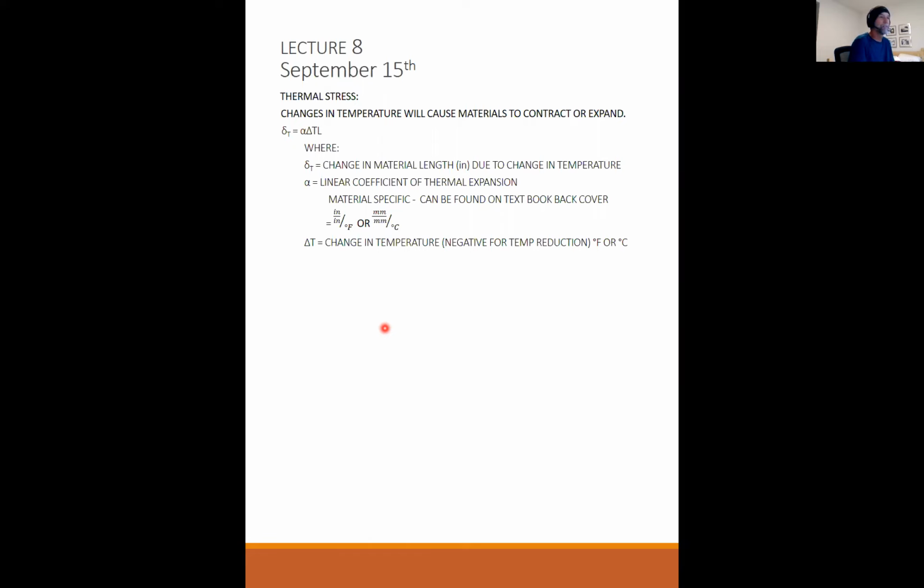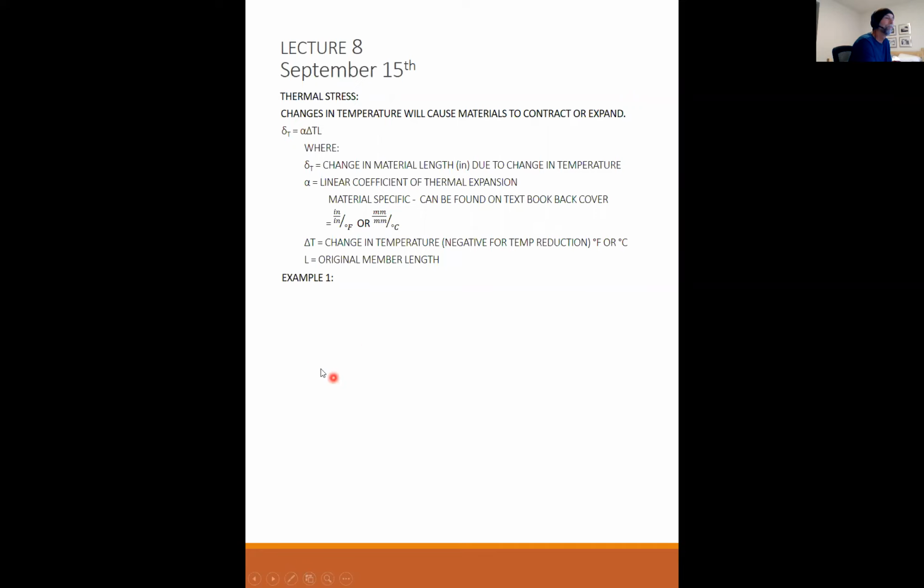And of course, delta T is measured in degrees Fahrenheit or degrees Celsius, depending on which system you're working in. But you have to make sure you have the right coefficient. Alpha has to match your degrees Fahrenheit or Celsius, for obvious reasons. And L is the original member length before the temperature change. So this equation, as I said, is the only equation. It calculates a change in length due to a change in temperature. Any questions so far?